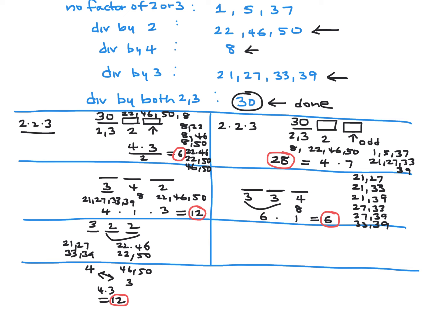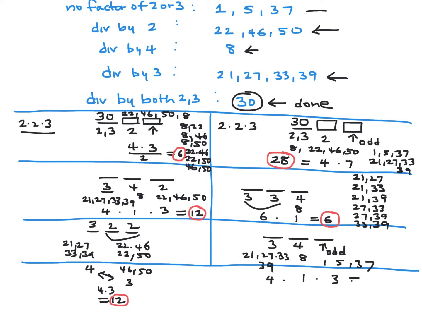And then I think the last one is a scenario where you have a 3, a 4, and then this guy can be one of the other ones, an odd number. So for the 3, we've got 21, 27, 33, and 39. So there's 4 of those guys. For the 4, there's only the 8, so one of those guys. And then the odd, these are the odd ones. Where are the odd ones here? These ones up here. So 1, 5, and 37. So 3 of those guys.